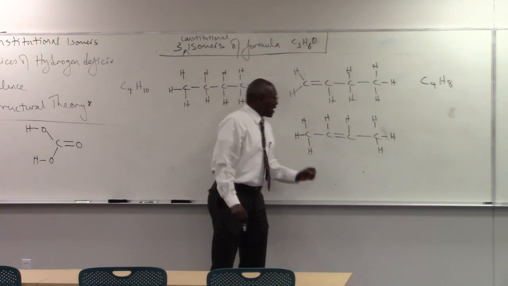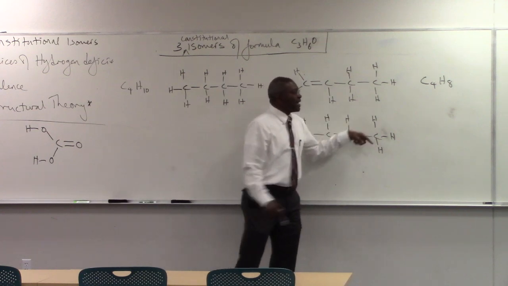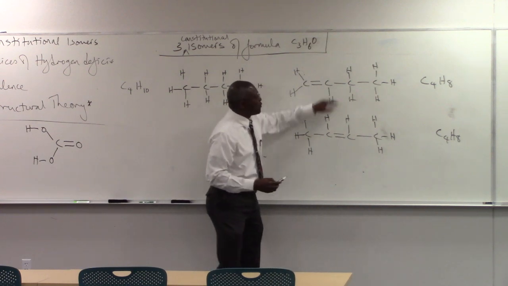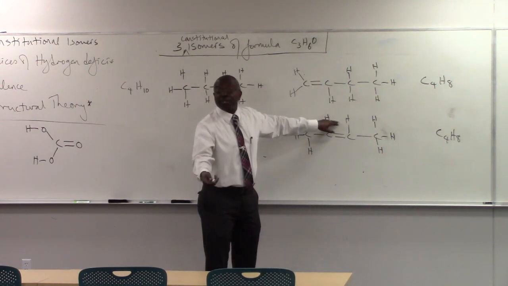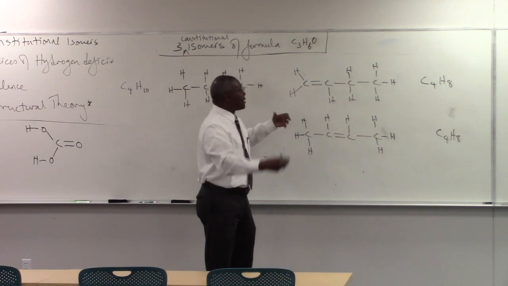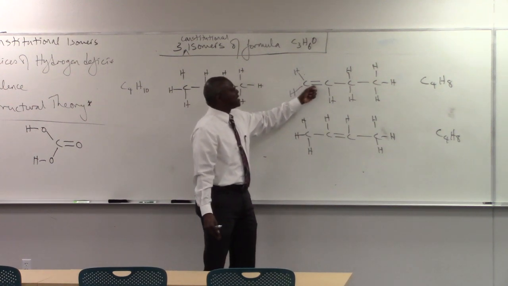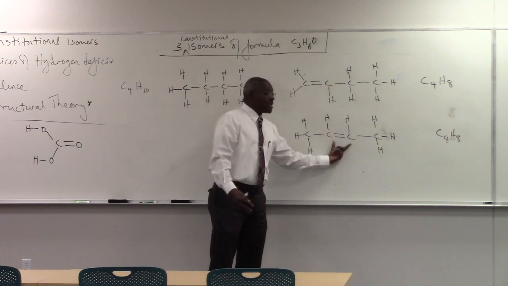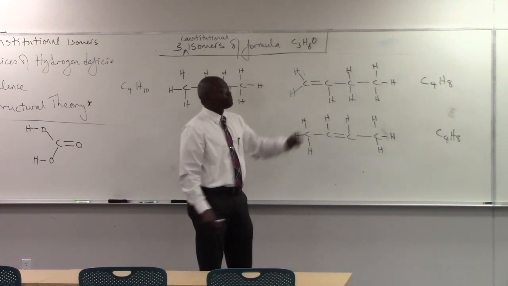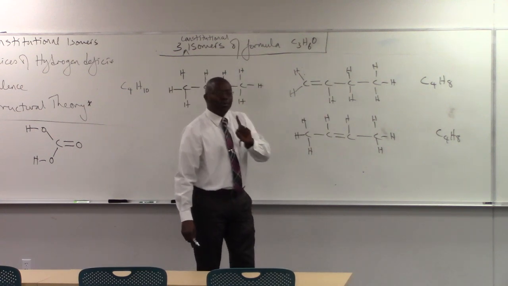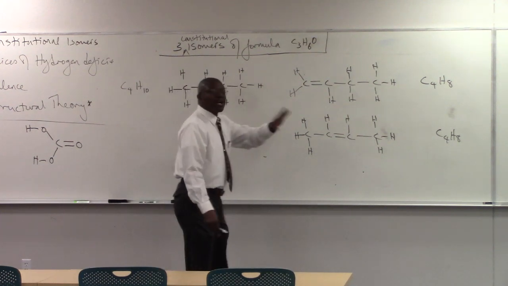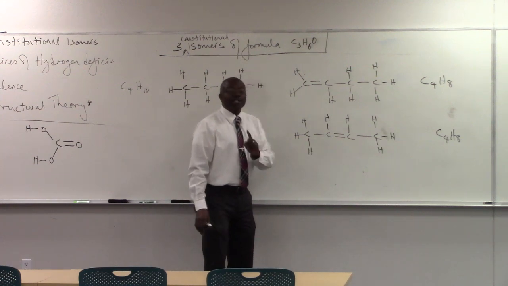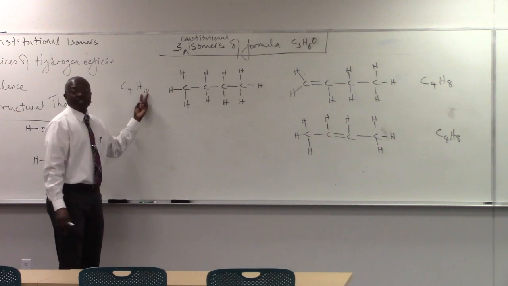C4H8. So really, these two are structural isomers of each other, right? They differ in connectivity. In this case, I have a carbon doubly bound to another carbon between 1 and 2. That's a different arrangement than here. So these are structural isomers of each other. But more to the point, the introduction of a double bond anywhere in the compound causes me to lose a pair of H's.